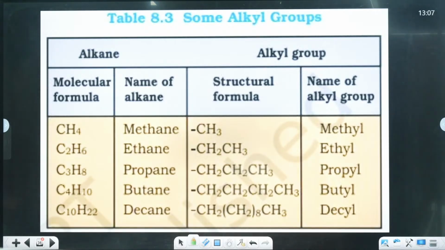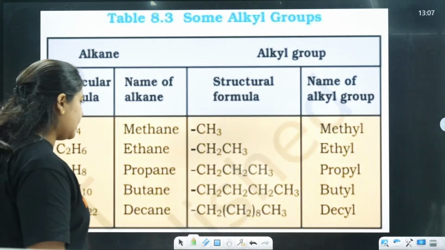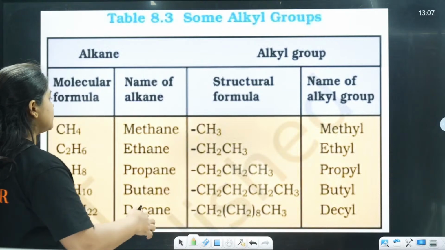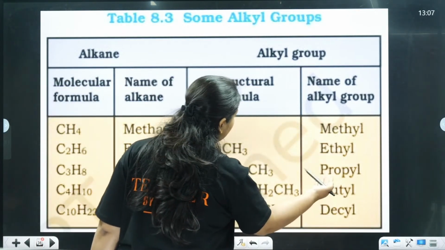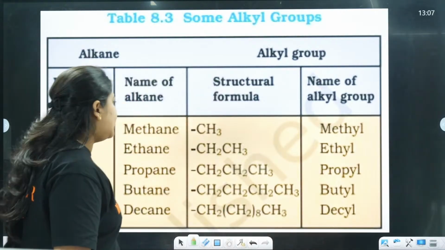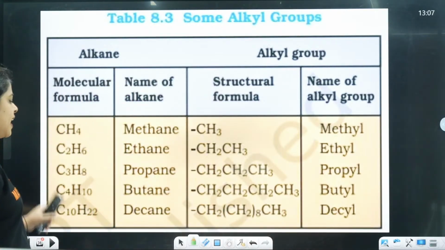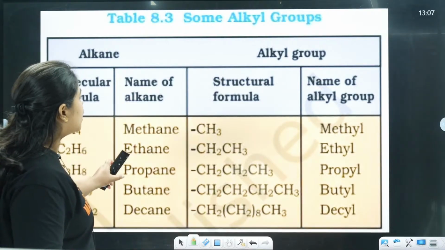Okay. So the next question is what? The molecular formula C2H6 is going to be ethane. So in ethane we are adding up the hydrogens here. After that, the name of the alkyl group will be what? Ethyl. Next, C3H8, this is actually the name of the alkane.